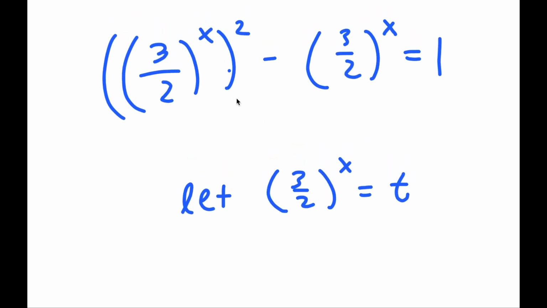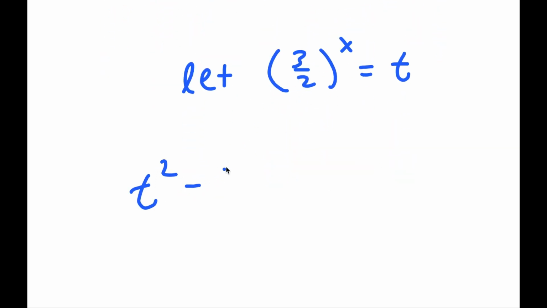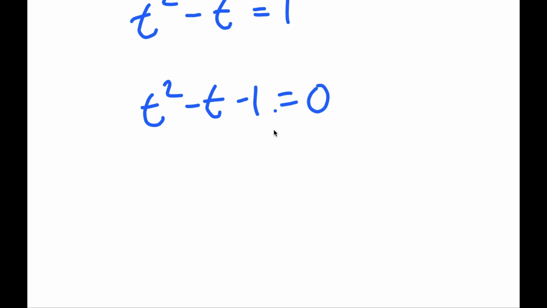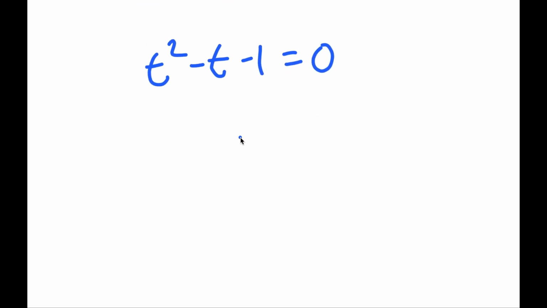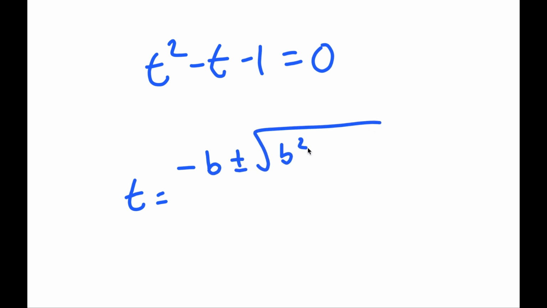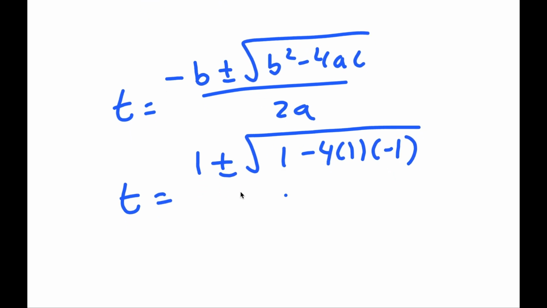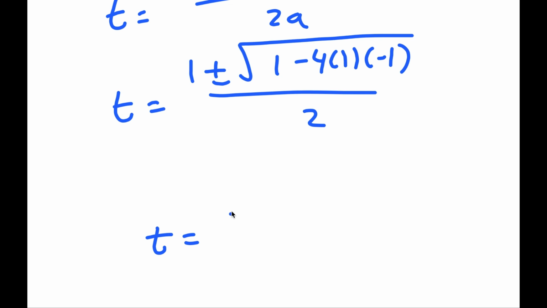So if I substitute in t for this, I get t squared minus t is equal to 1, meaning t squared minus t minus 1 equals 0. And this here is a quadratic equation. So to solve this, I'm going to plug this in the quadratic formula here. So I get t is equal to 1 plus or minus the square root of 1 minus 4 times 1 times negative 1 all over 2, which is equal to 1 plus or minus the square root of 5 over 2.